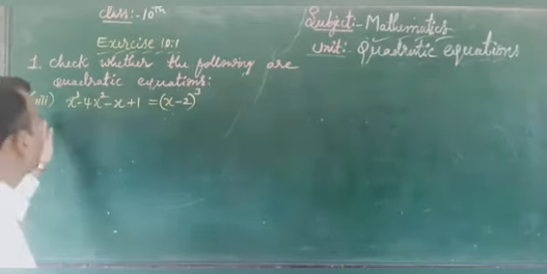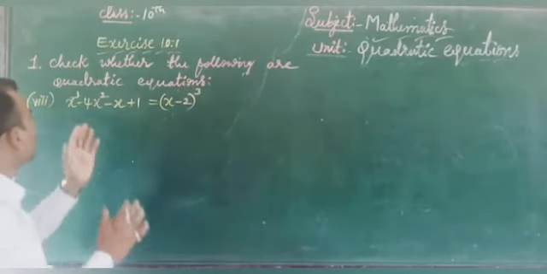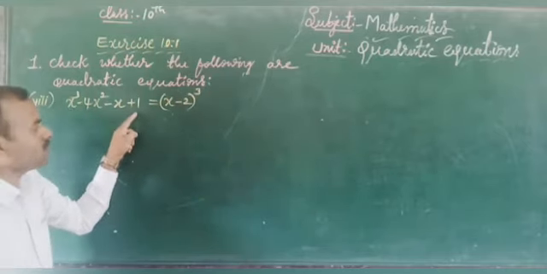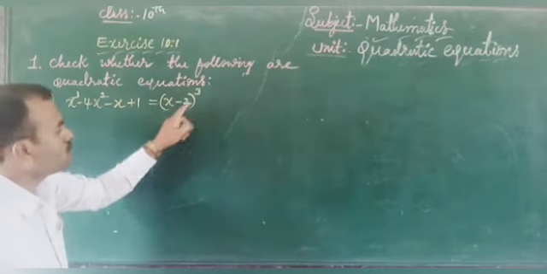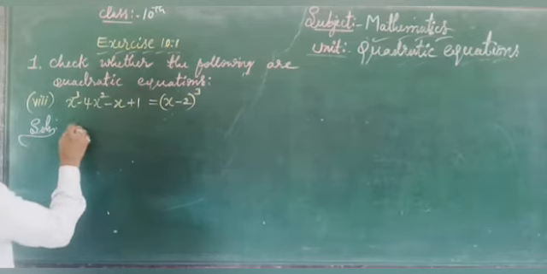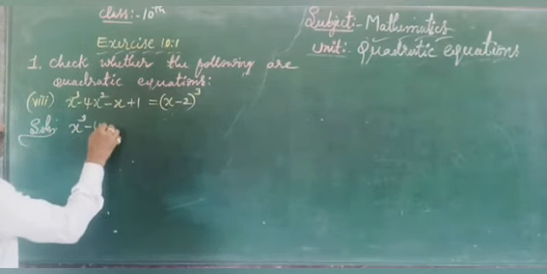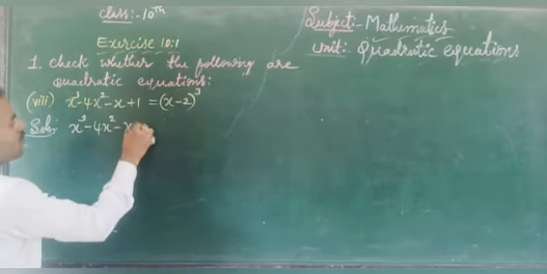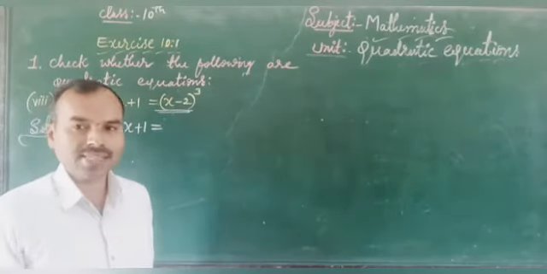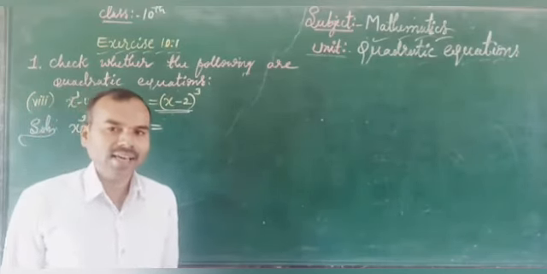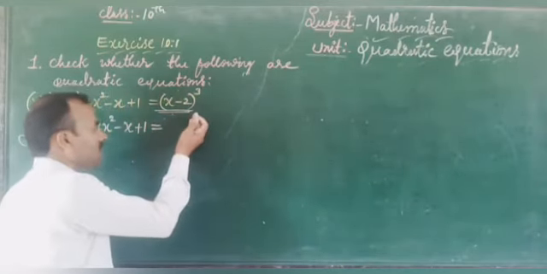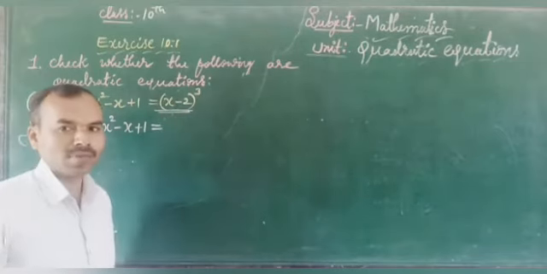Dear students, now let us solve 8-1. x cube minus 4x square minus x plus 1 equals x minus 2 whole cube. Solution. Here this is x cube minus 4x square minus x plus 1 equals x minus 2 whole cube. This is of the form of the identity a minus b whole cube. So by using the identity we can express x minus 2 whole cube.